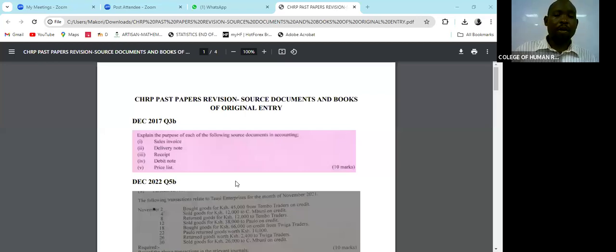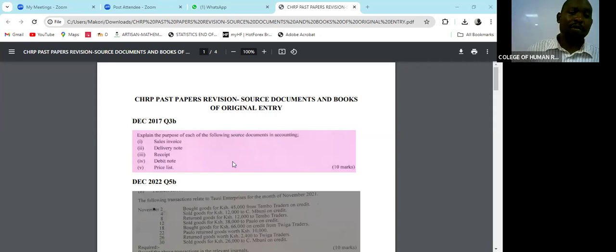So these are for the old curriculum. Remember, for the new curriculum, we have done like 3 or 4 exams maximum, but they are also tested in your case. Like this one for 2017, explain the purpose of each of the following source documents in accounting.